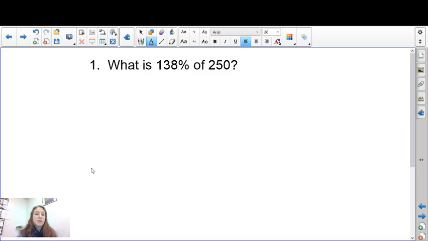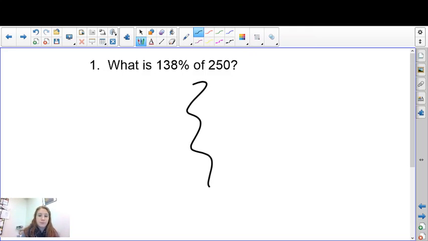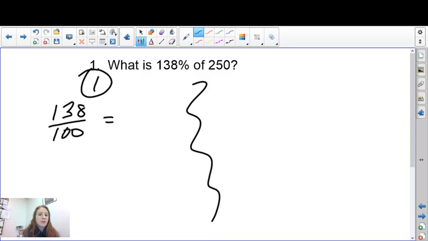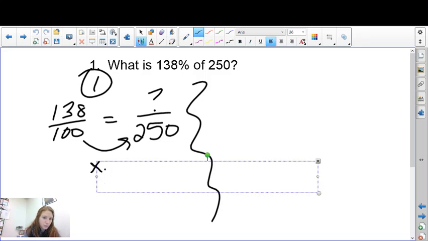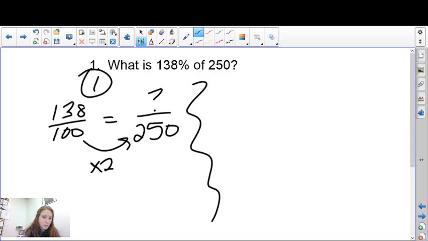Number one, what is 138% of 250? We did this two different ways. Our first way was the percent proportion. So you take the 138 out of 100, and that's going to be equal to what of 250? And then you see how 100 got to 250 with multiplication. 250 divided by 100, that's times 2.5.